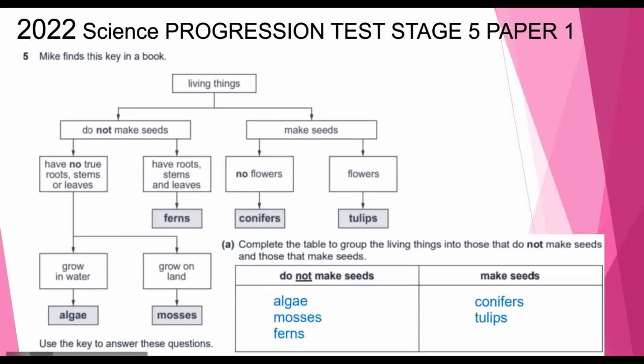So this is the answer. Do not make seeds. This group is algae, mosses, and ferns. Make seeds is conifers and tulips. Next.